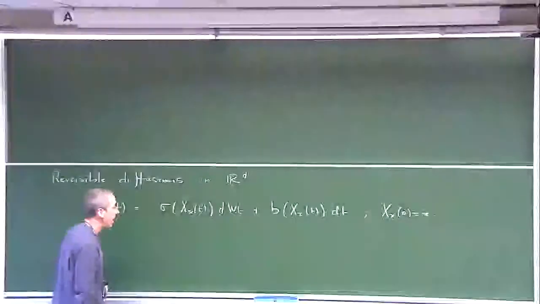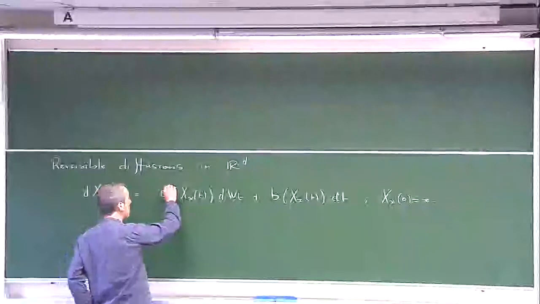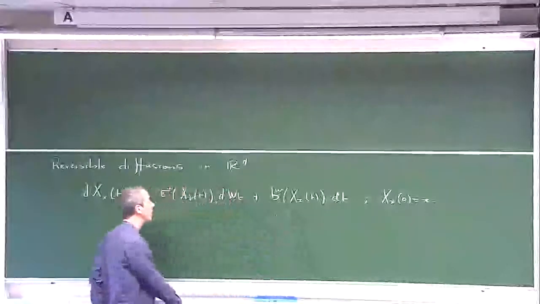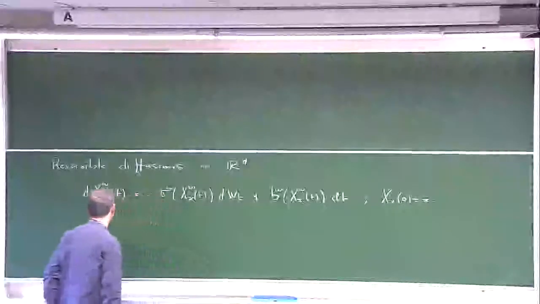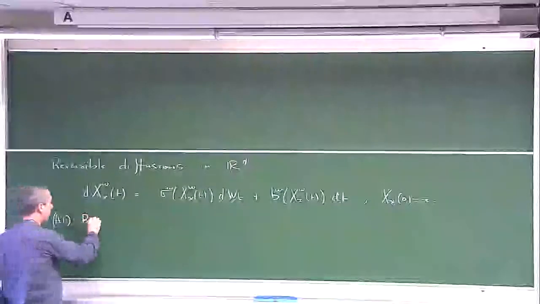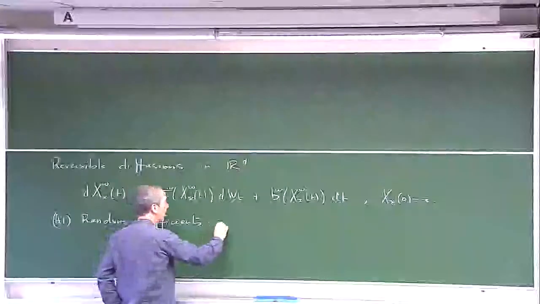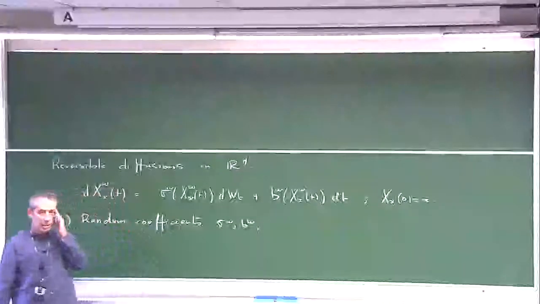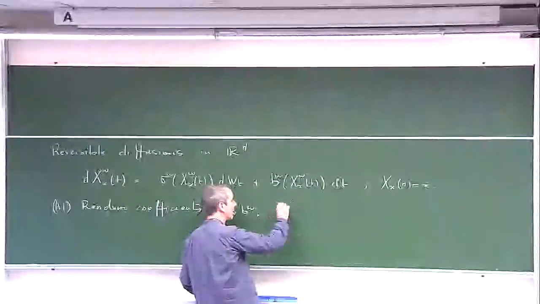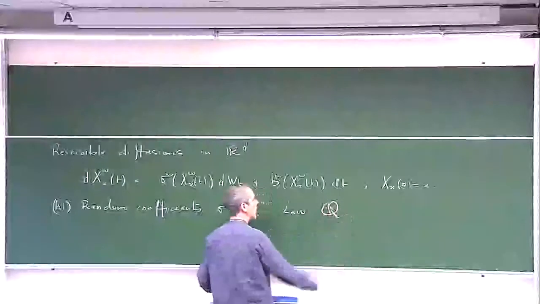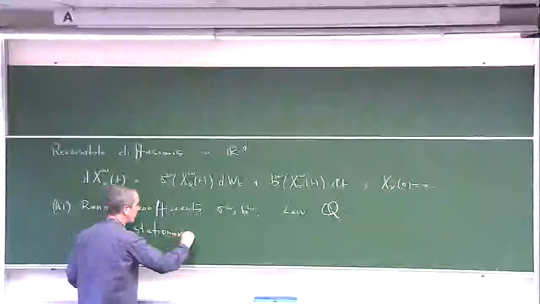So throughout the course, I will make a number of assumptions. First of all, I want to consider diffusions in a random environment, so that the coefficients of this equation actually depend on some random parameter omega, and therefore the solution also depends on omega. So there are omegas everywhere. So we have random coefficients, sigma(omega) and b(omega). And the standing assumption is that the law of these coefficients is stationary ergodic. So let us write Q for the law. And I'm assuming, this is my first assumption, that Q is stationary ergodic.